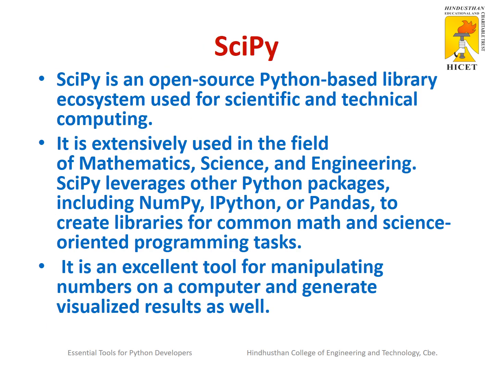Next one, SciPy. SciPy is an open source Python based library ecosystem used for scientific and technical computing. It is mainly used in the field of mathematics, science, and engineering. SciPy leverages other Python packages including NumPy, IPython, or Pandas to create libraries for common math and science-oriented programming tasks. It is an excellent tool for manipulating numbers on a computer and generating visualized results as well.